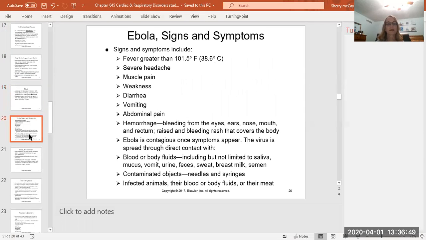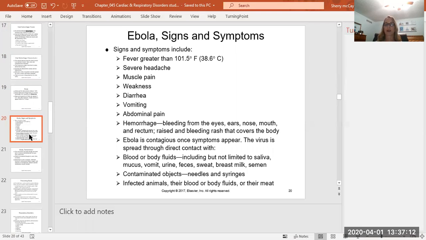Ebola signs and symptoms include a fever greater than 101.5, severe headaches, muscle pain, weakness, diarrhea, vomiting, abdominal pain, hemorrhage, bleeding from the eyes, ears, nose, mouth, and rectum, and a raised and bleeding rash that covers the body. Ebola is contagious once symptoms appear.